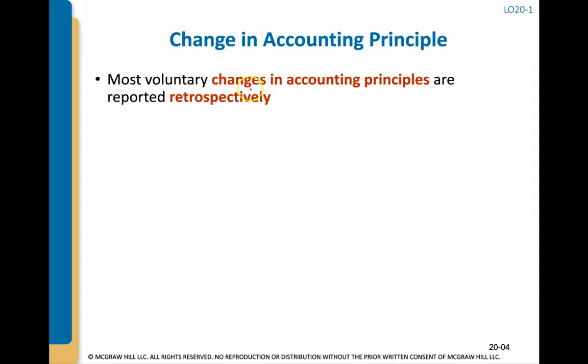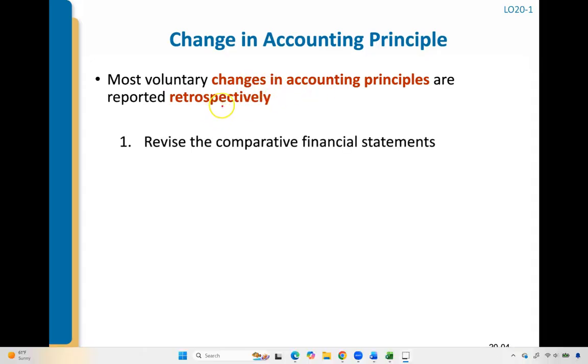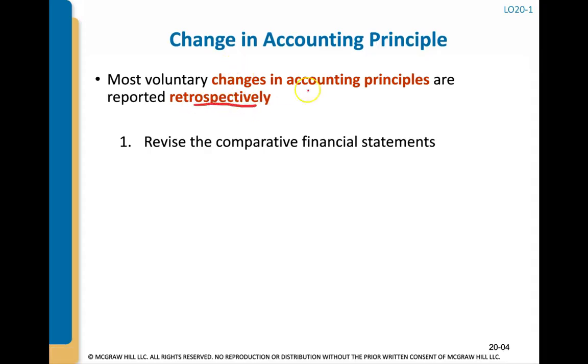So most voluntary changes in accounting principles are reported retrospectively. And the FASB will communicate that they want their accounting principle reported retrospectively. But even if you change from FIFO to LIFO or the equity method to the cost method for investment, the companies are going to account for their changes retrospectively. So what are the three steps in doing a retrospective change in accounting principle?